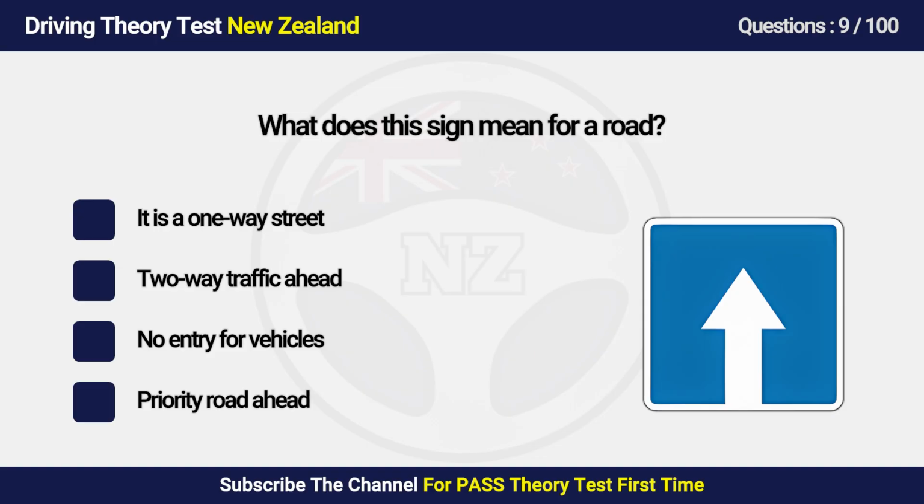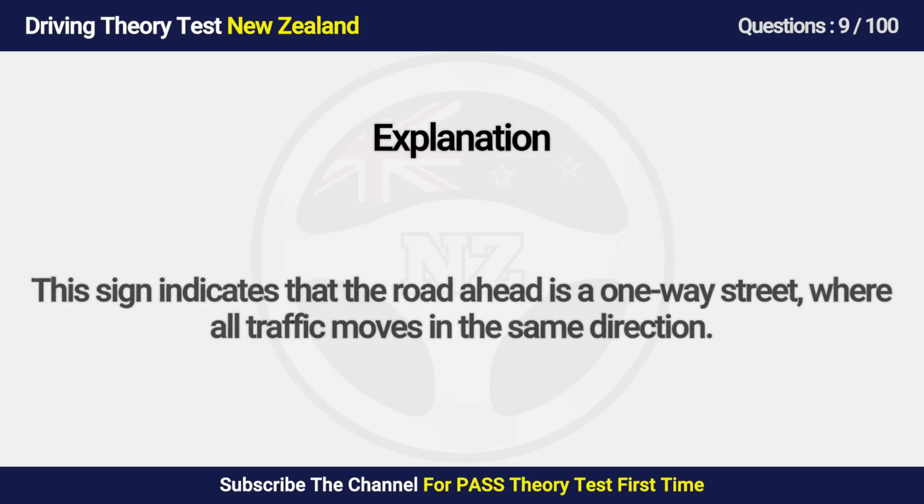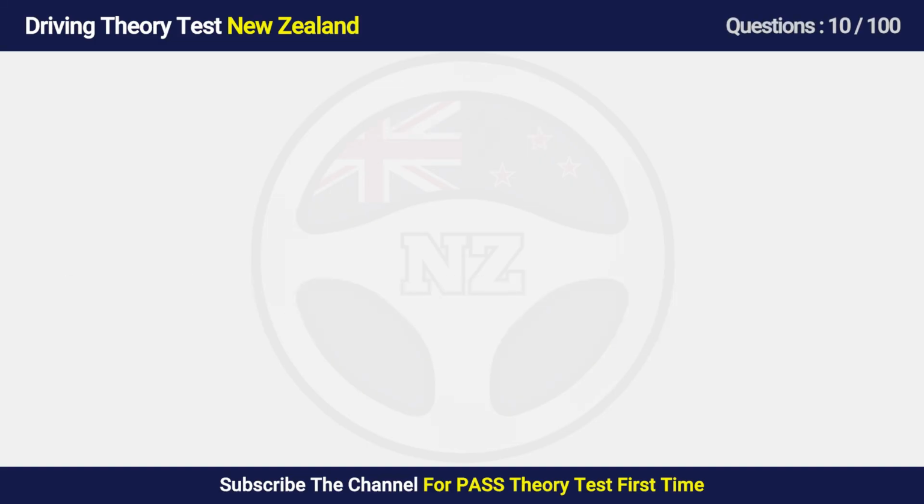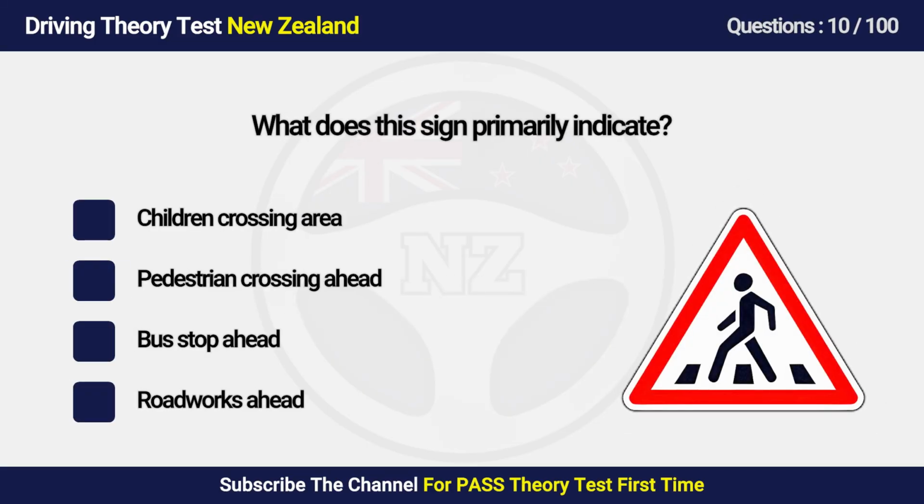C. No entry for vehicles. D. Priority road ahead. Answer is A. It is a one-way street. This sign indicates that the road ahead is a one-way street, where all traffic moves in the same direction. Question 10. What does this sign primarily indicate?